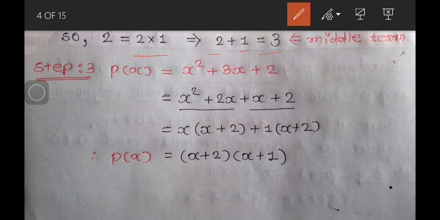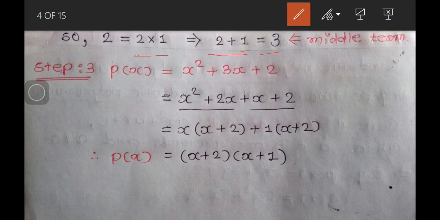So step number 3. Here we have found step 1 and step 2, and we have split the middle term as 2 and 1. Now we follow step number 3.